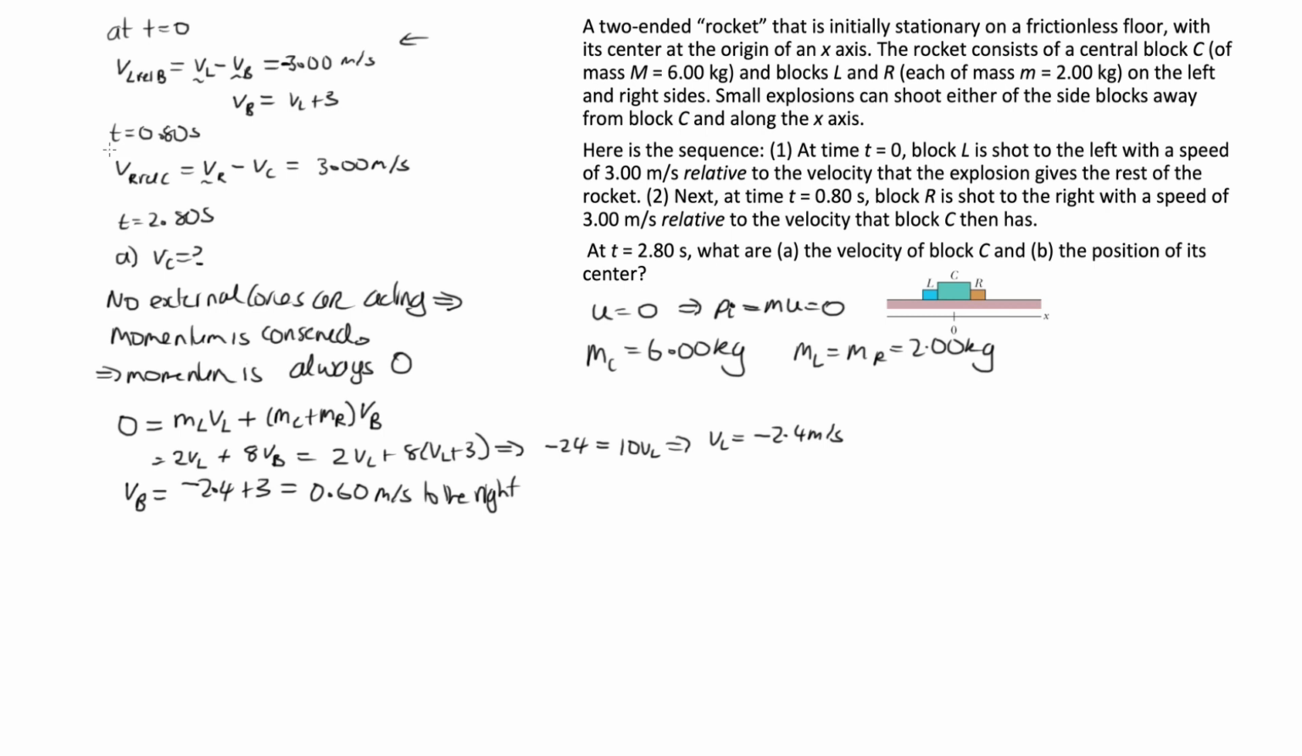Okay, so we've gotten to the end of this one, and now we have this second explosion that occurs. So we also assume that during the second explosion there's no external forces, all these forces are internal, so momentum is conserved. So we'll ignore block L now. So we'll consider the initial momentum of these two blocks just before the second explosion.